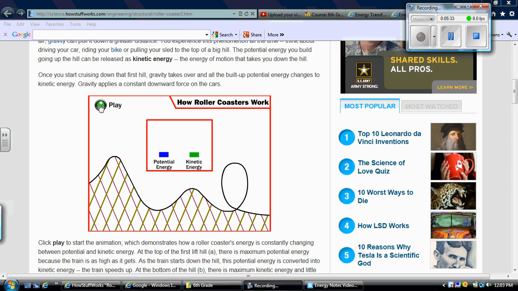Let's take a look at this one. This is a different one. High potential at the highest. Okay, maximum potential because that is the highest point of the roller coaster. The highest point of the roller coaster has the most potential energy.